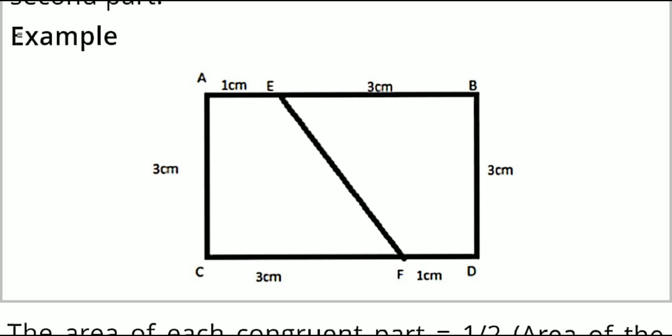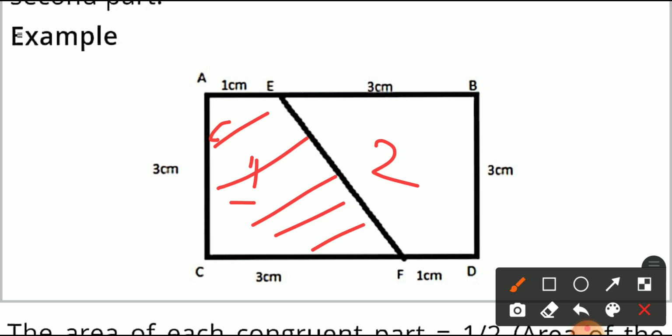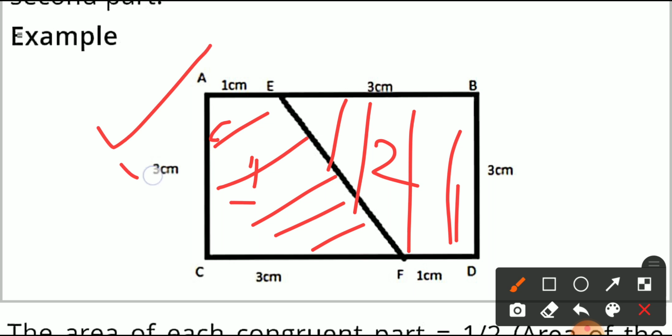Here we can see that this line divides the rectangle into two parts. I don't know whether these parts are equal or not. So if the area of this region is equal to the area of this region, if they are equal, then this rectangle is congruent, otherwise the rectangle is not congruent.